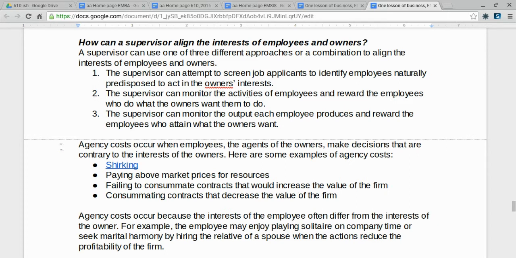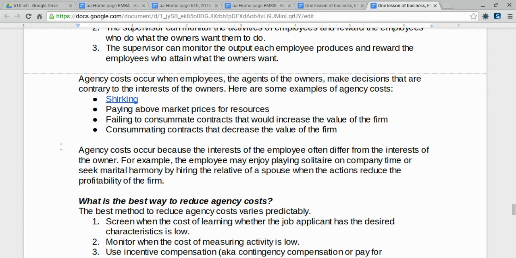Agency costs occur when employees, the agents of the owners, make decisions that are contrary to the interest of the owners. Here are some examples. Shirking, or not putting forward your full effort for the task to which you've been assigned. Paying above market prices for resources. Failing to complete contracts that would increase the value of the firm, or consummating contracts that decrease the value of the firm.